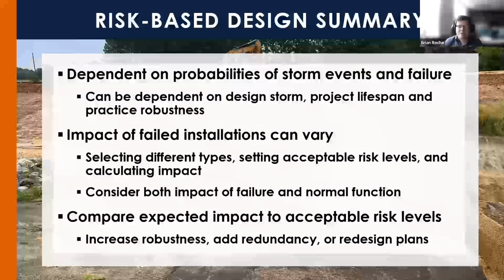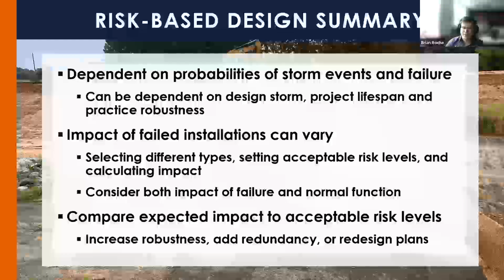As a whole, we saw that risk was primarily dependent on the probabilities of a storm event occurring, as well as that probability of practice failure. The impact of failed installations can vary. You need to set acceptable risk levels based on that impact. And then you can compare expected impact to an acceptable risk level. And then if that's found to be above your acceptable level, you can increase robustness, add redundancy, or redesign a plan to decrease that expected impact.